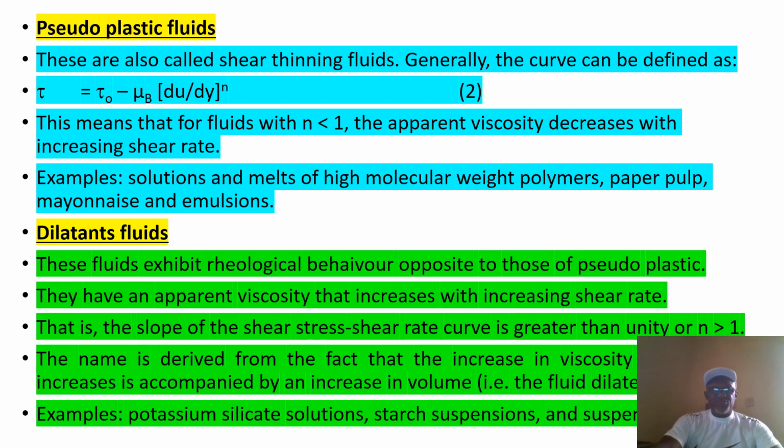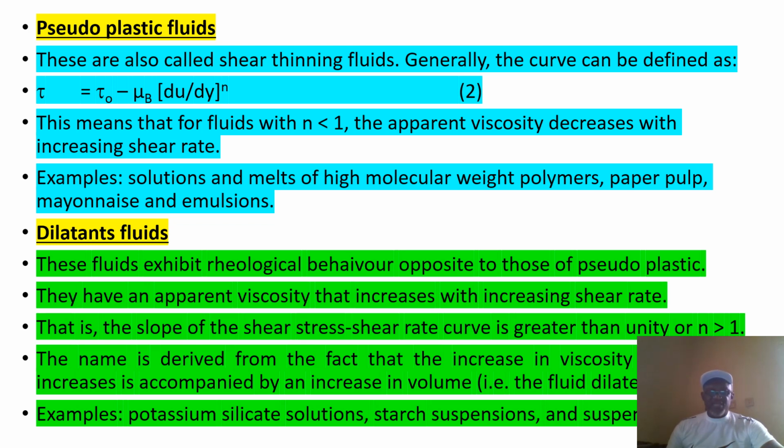We have another type, pseudoplastic fluids, which obey equation 2, where n is less than 1. That is, the apparent viscosity decreases with increasing shear rate. Examples are solutions and melts of high molecular weight polymers, paper pulp, and emulsions. We have another type. All these types are the types we have shown in that diagram. We have dilatant fluids. These fluids exhibit rheological behavior opposite to those of pseudoplastic.